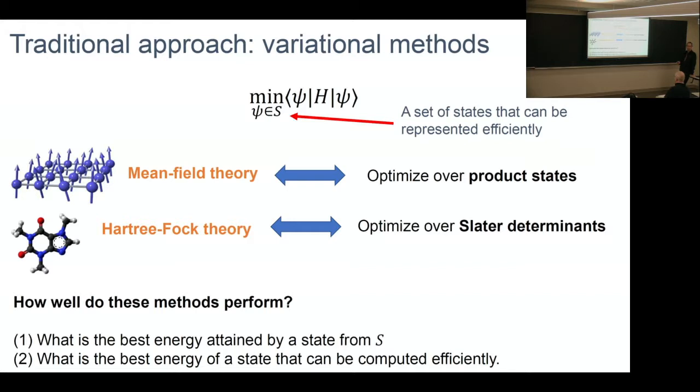There are two questions that we want to ask. One is, what is the best energy attained by some state from this family S? This is not a question about efficiency. It's just a question about what is the best energy in that variational family. And the second one is the question of efficiency. What is the best energy of a state that can be computed in polynomial time? We're talking about classical computers, so on a classical computer. Okay, so this is the motivation.